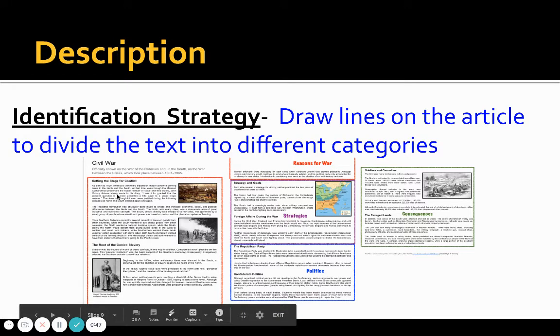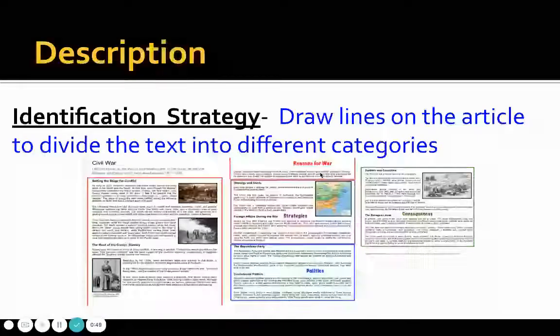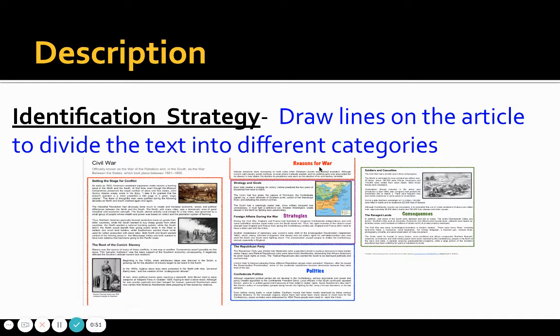So like studying the sage for conflict and root of the conflict, slavery, these are all the reasons for war, for the Civil War. And then strategy and goals, foreign affairs during the war. This is about strategy. And so this, even though it said strategy and goals, was about the battle strategy, and this was more about the diplomatic strategy.